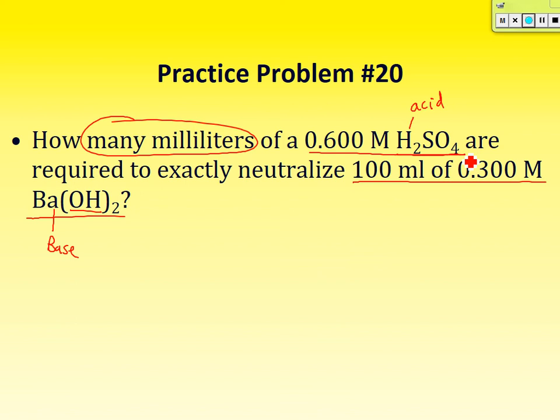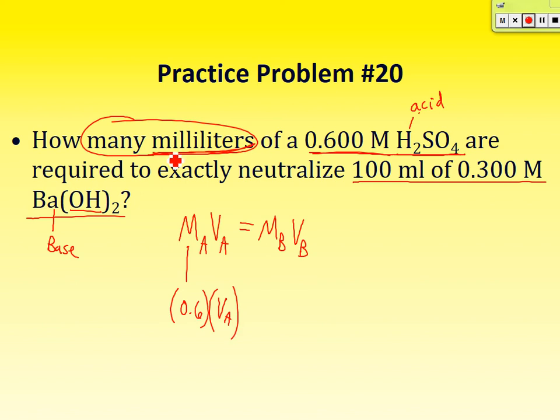Once we have everything underlined and circled that we want to figure out, let's write the neutralization formula. MAVA is equal to MBVB. Now let's substitute in. Did it give us the molarity of the acid? So this was our acid up here, and it gave us the molarity right there. So 0.6. Did it give us the volume of that acid? Nope, that's actually what it wanted us to find. So I'm going to call it VA. And just keep in mind, it wants it in milliliters. We better have those units in the end.